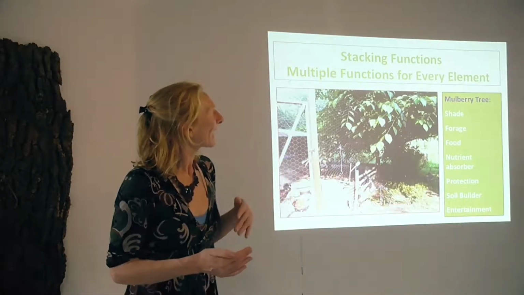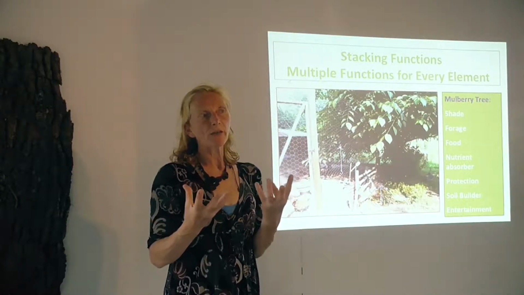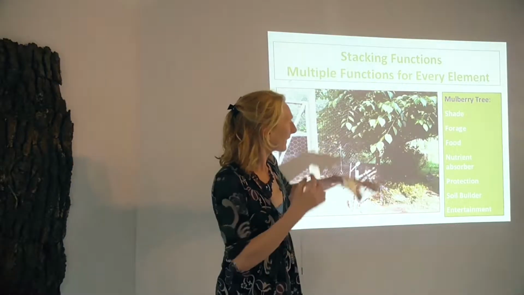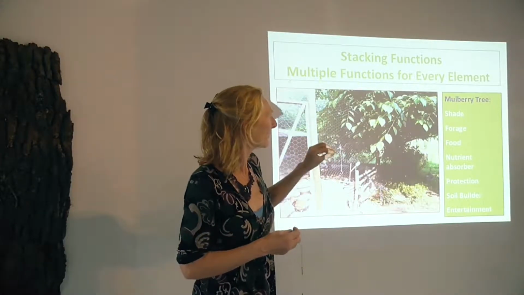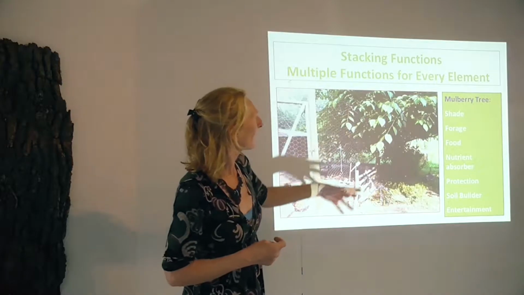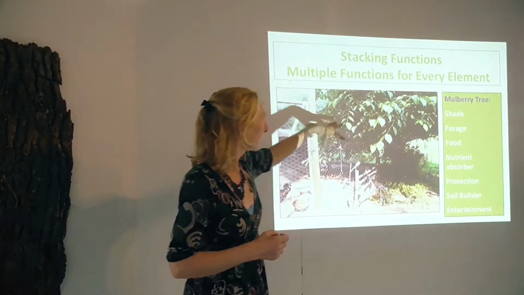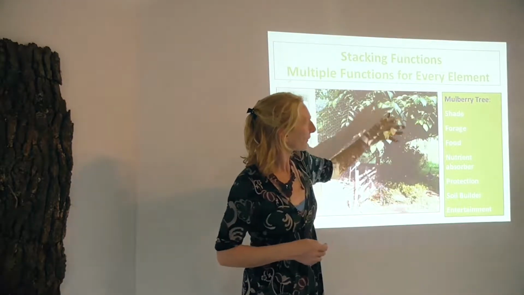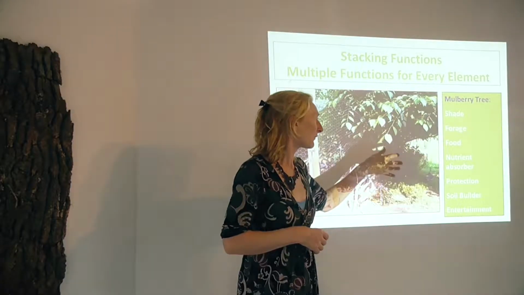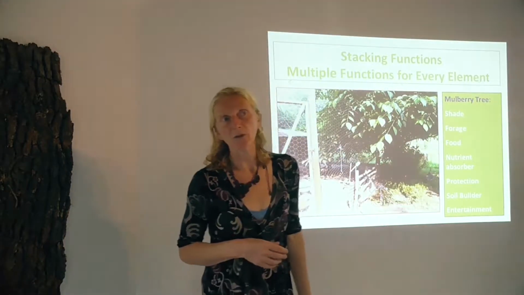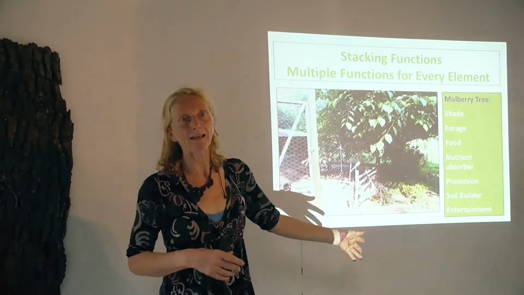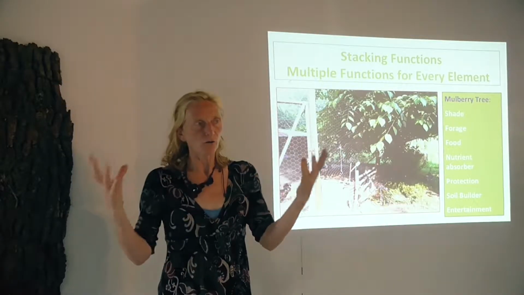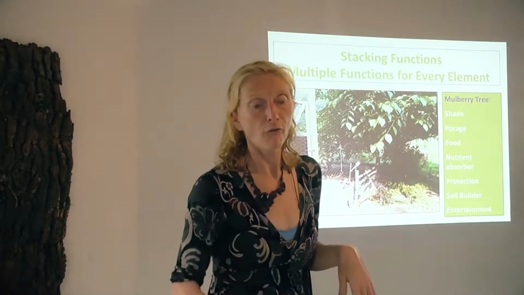And we talk also about stacking functions, so having more functions for each of the things that we choose to put into a design. So multiple functions for each of these elements, each part of a design. For example, in this case, having a mulberry tree that's within the chicken compound will provide functions of shade and forage and food, absorb the nutrients, give protection, build soil, and provide some entertainment for the chickens. And you could probably extend that list. So it's about when we make choices, to make choices of things that are going to do more than one thing in that design for us.